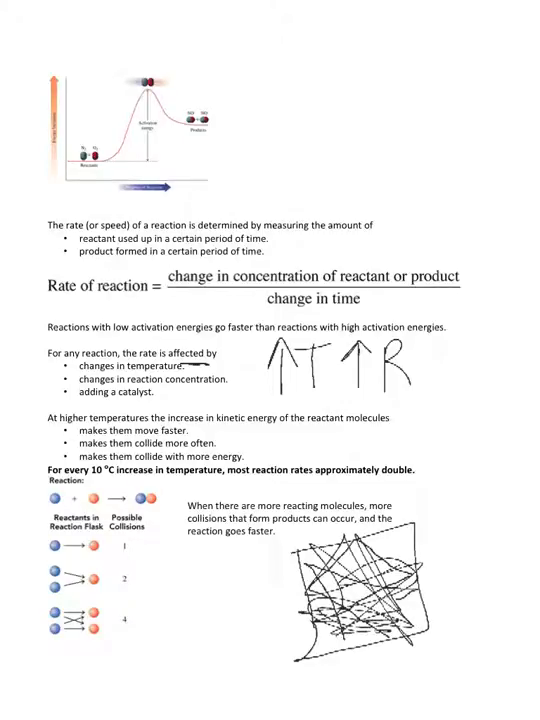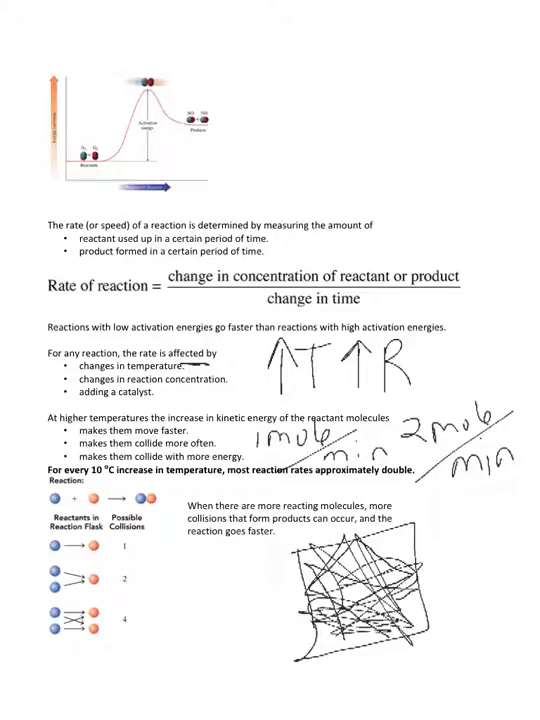So again, at higher temperatures, you increase the kinetic energy, which increases the speed of the molecule, which makes it more likely to collide. So for every 10 degrees Celsius increase in temperature, most reaction rates are looking at roughly double. So if you started out with a speed of 1 mole per minute, and you increase the temperature by 10 degrees Celsius, then you're probably looking at a rate of approximately 2 moles per minute. Right? You're looking at a rate roughly double for every 10 degrees Celsius that you increase the temperature.